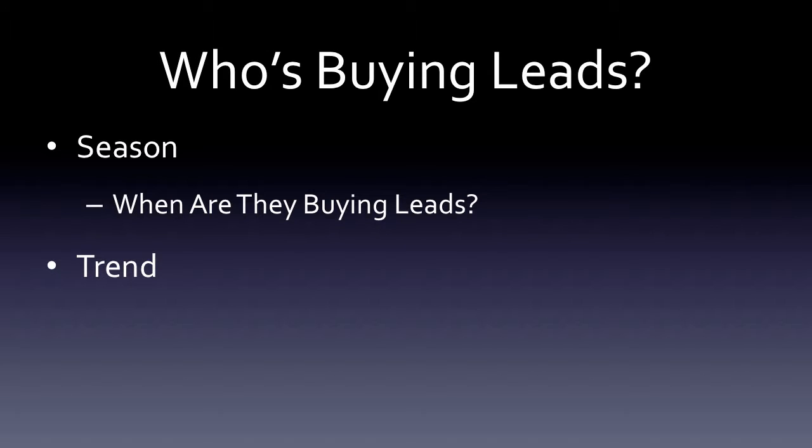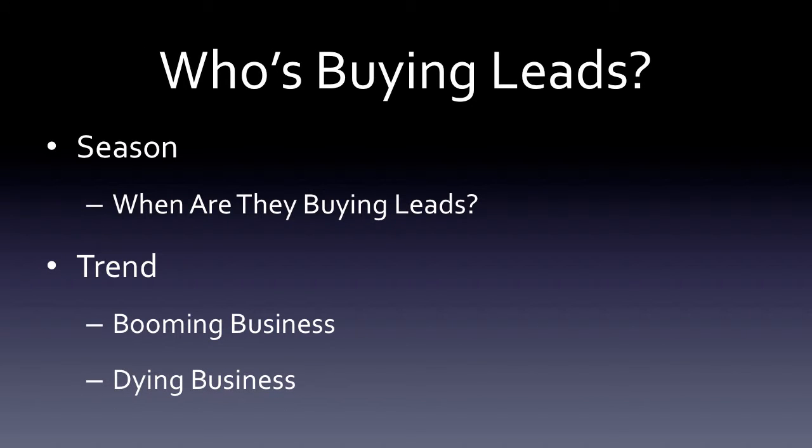You also want to take a look at the trend. And the best way to look at the trend is to look at search trends. If you go on Google and type in Google Trends and then put in the niche search terms, you can see whether or not this is a dying or a booming business. And you don't want to go after businesses that are dying. You want to always keep abreast of the businesses that are doing well in the economy.